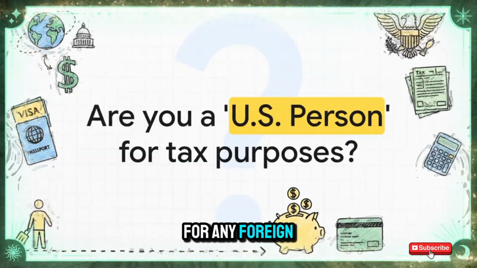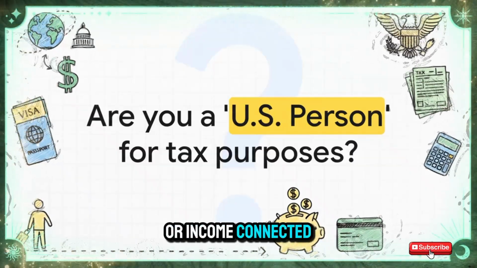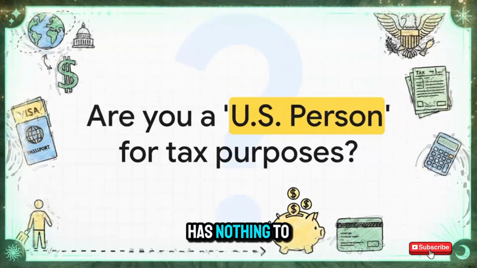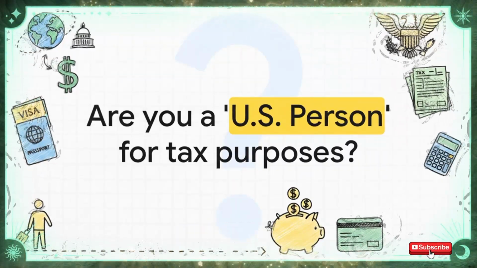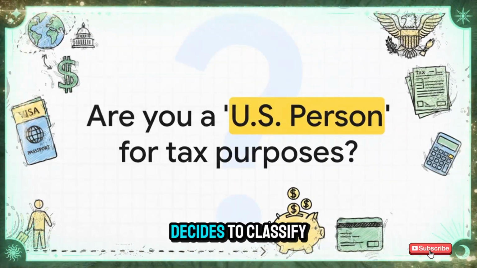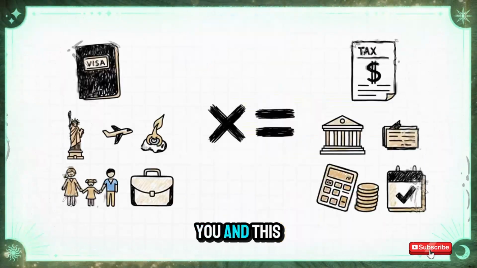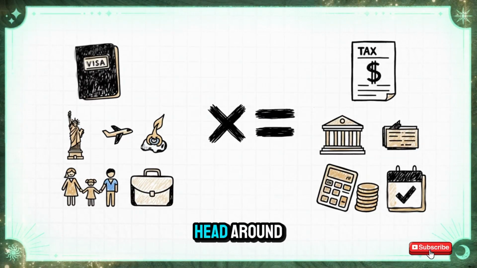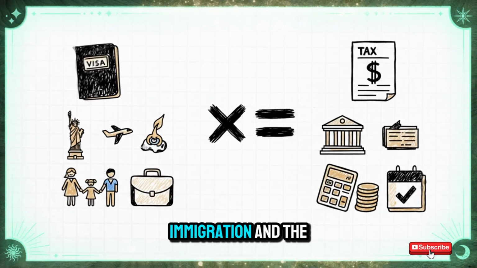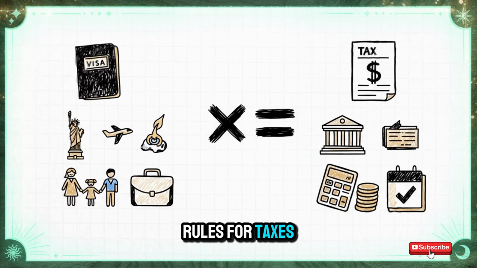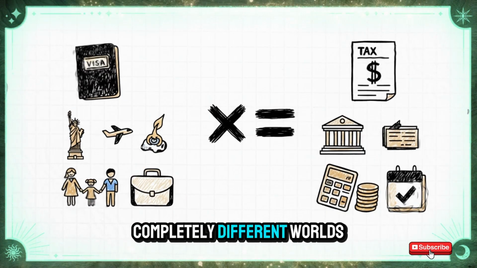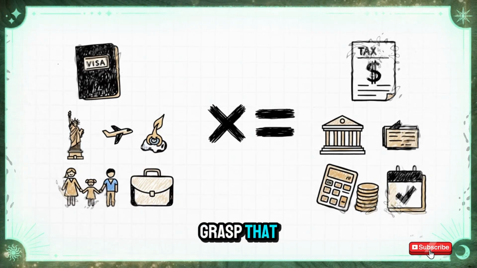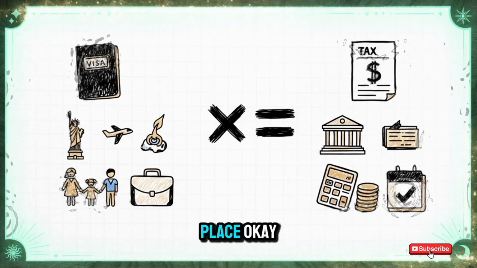Look, for any foreign national who has money or income connected to the U.S., the single most important question you can ask has nothing to do with your passport or your visa. It all comes down to how the IRS decides to classify you. And this is the concept you've absolutely got to get your head around. The rules for immigration and the rules for taxes, they are two completely different worlds running on separate tracks. Once you really grasp that, everything else starts to click into place.